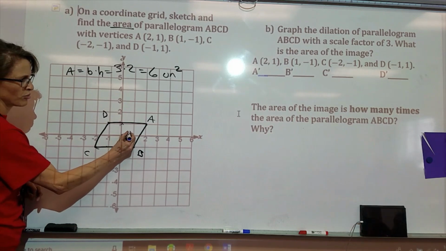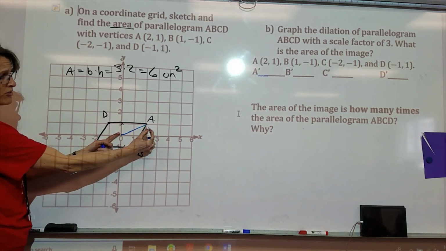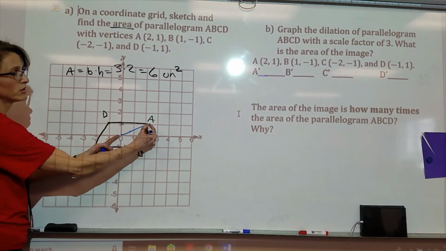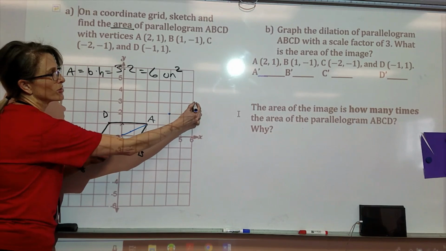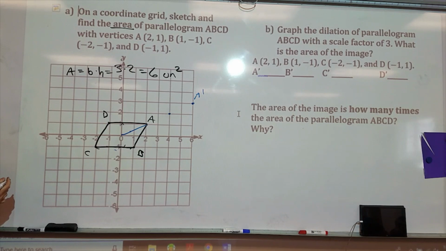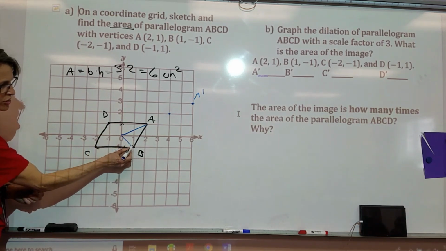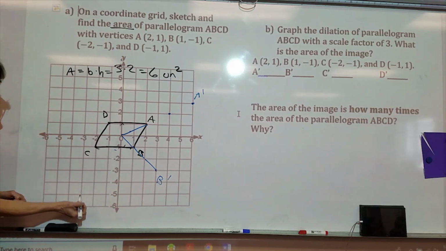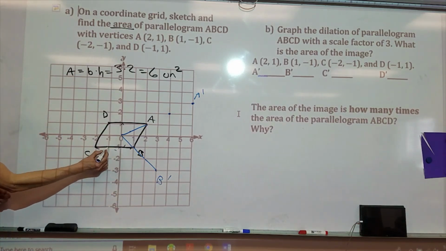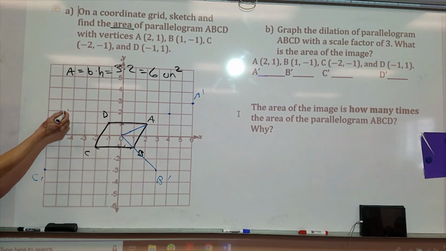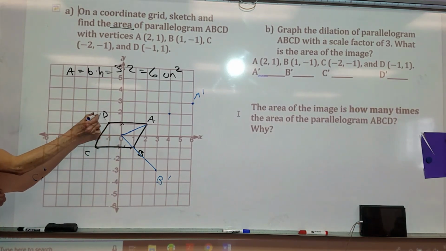From the origin to point A, I notice that's 1 unit of length. If I need 3 times that length to find the new A prime, I go up 1, up 1, up 1. My new A prime should be right here. Okay, my B prime, this is 1 unit of length, this would be a second unit, and this would be a third unit. My new B prime should be here. If I did this way, down 1, down 1, down 1, my new C prime should be here. My new D prime is 1 unit, 1 unit, 1 unit.